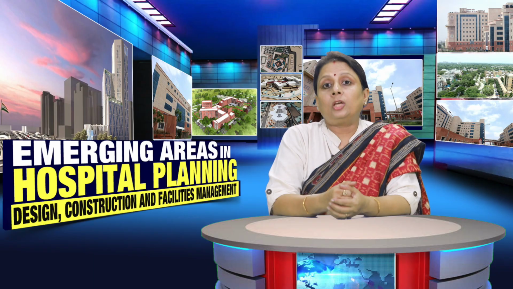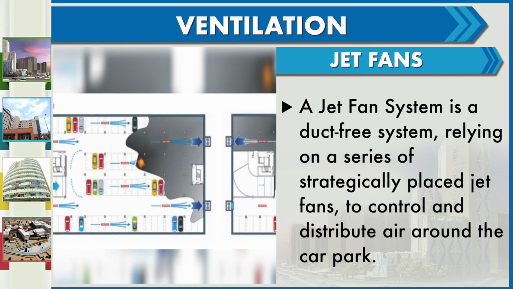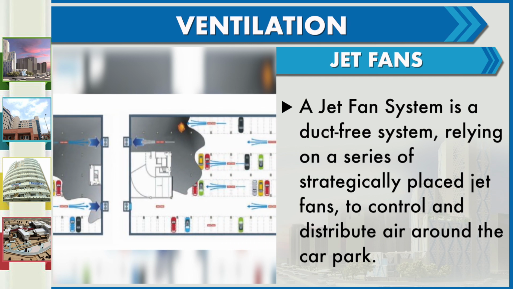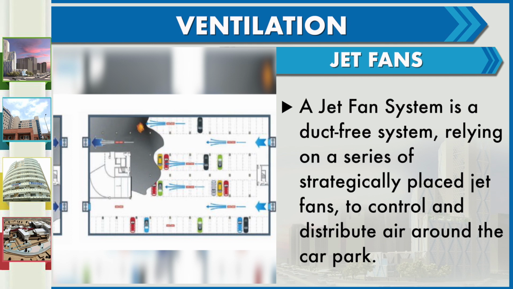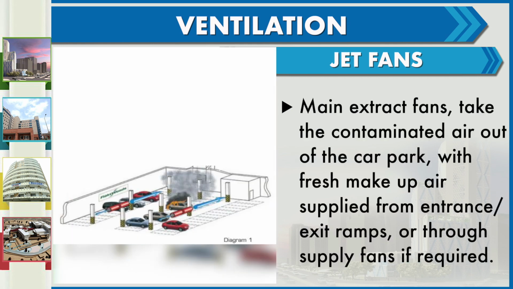The second method is jet fans. A jet fan system is a duct-free system relying on a series of strategically placed jet fans to control and distribute air around the basement area. Main extract fans take the contaminated air out of the car park with fresh makeup air supplied from the entrance or exit ramps or through supply fans if required.